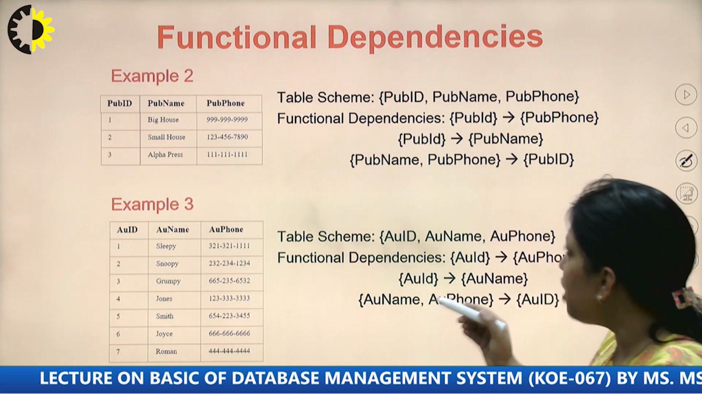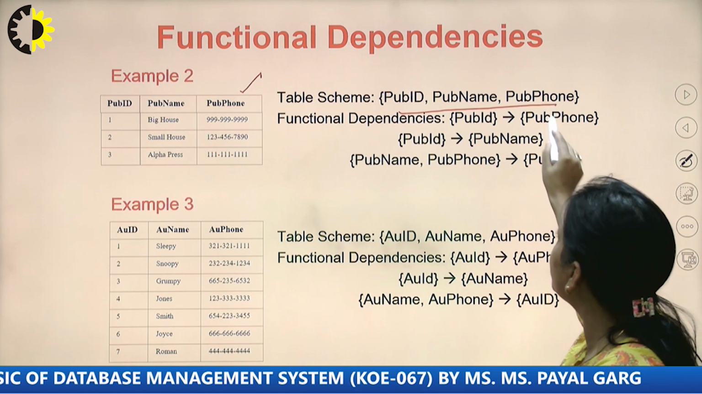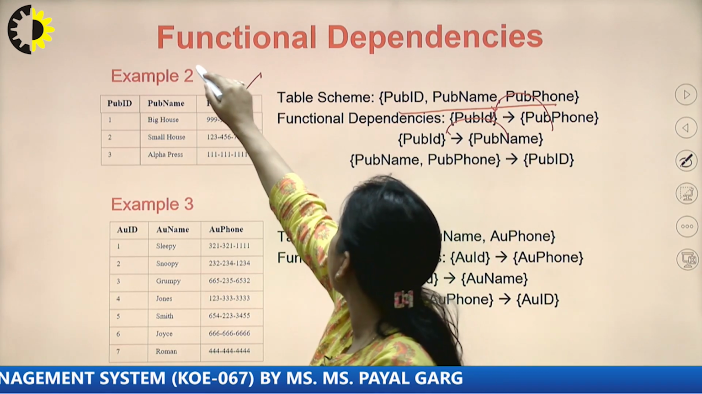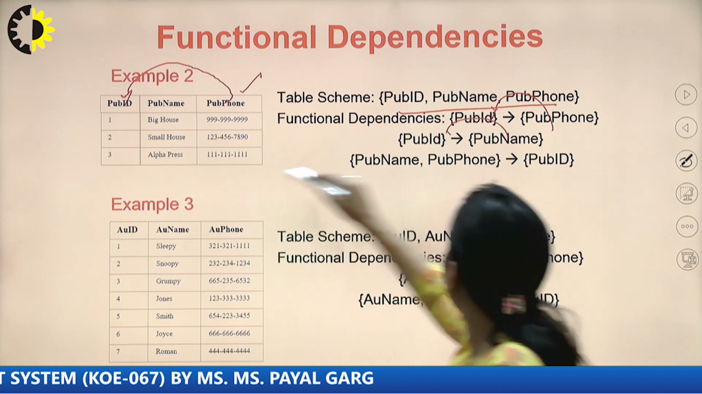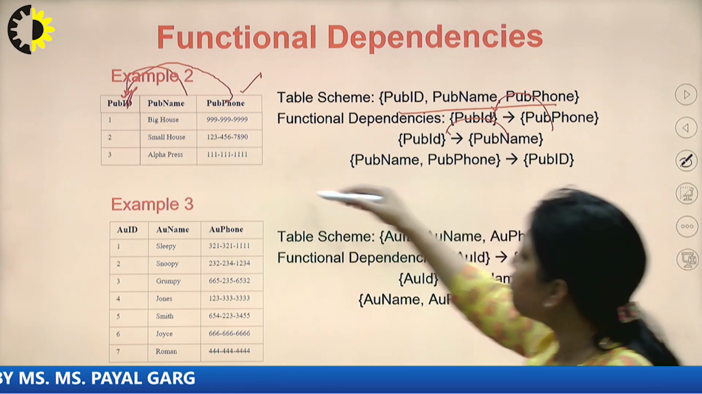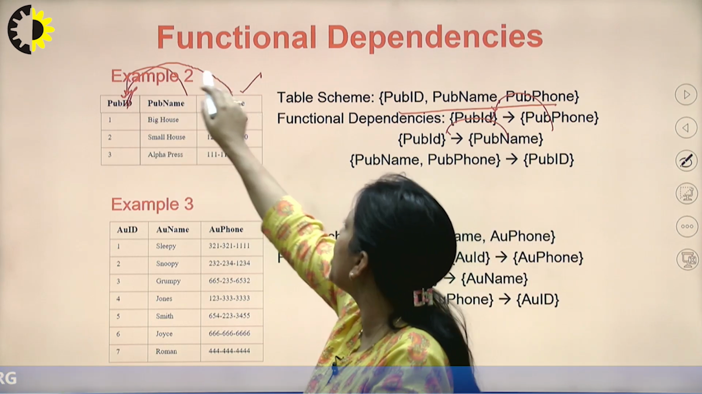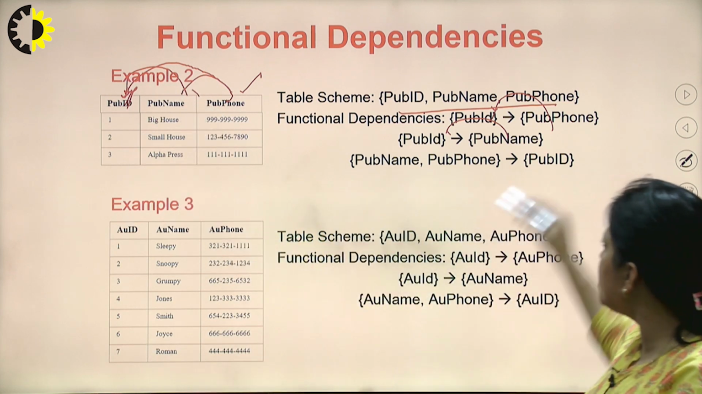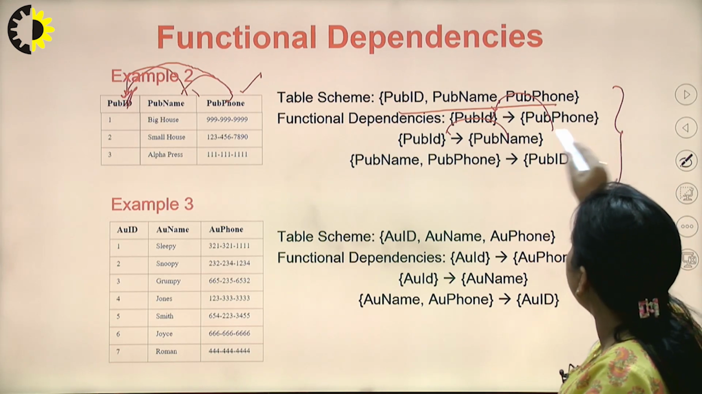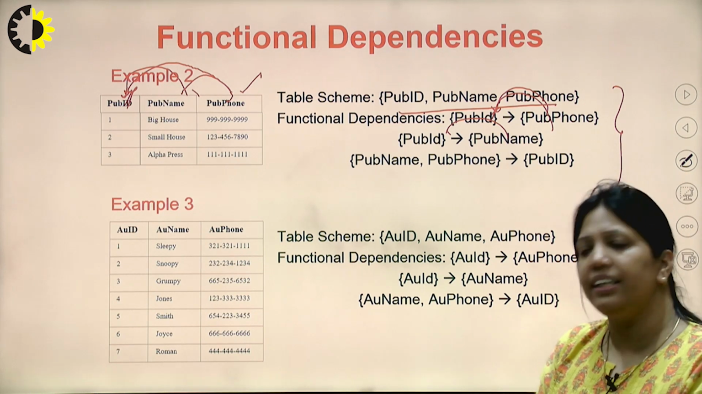This is another example of functional dependencies. This relation is given to us in which we have three attributes, and these functional dependencies are given: publisher phone number is dependent on publisher ID. Then publisher name is again dependent on publisher ID, and third, publisher ID is dependent on publisher name and publisher phone number. These three functional dependencies are given to us. In this, publisher phone number is functionally derived from publisher ID.